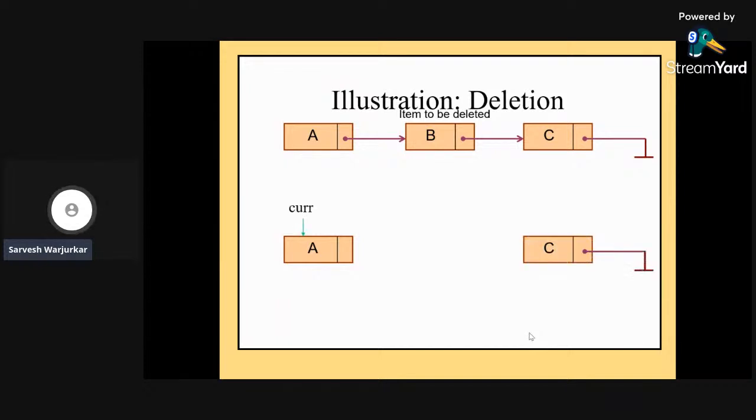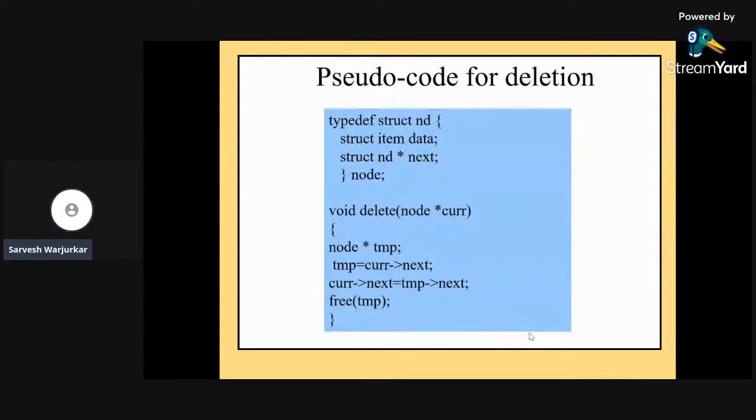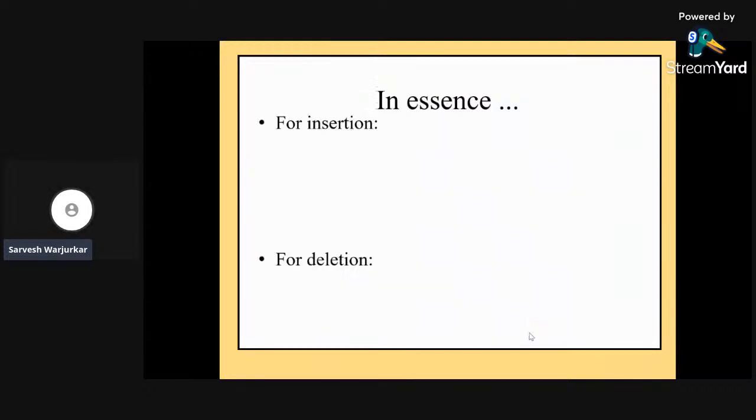It's like this: current, and this is the temporary. It is B. B needs to be changed. Ultimately, the address of A should directly go to the address of C. The address of A should be changed. It should be shifted to C itself, like this. Pseudocode for deletion is simple. It is the exact contrast of addition, where we need to change the address of the locations.